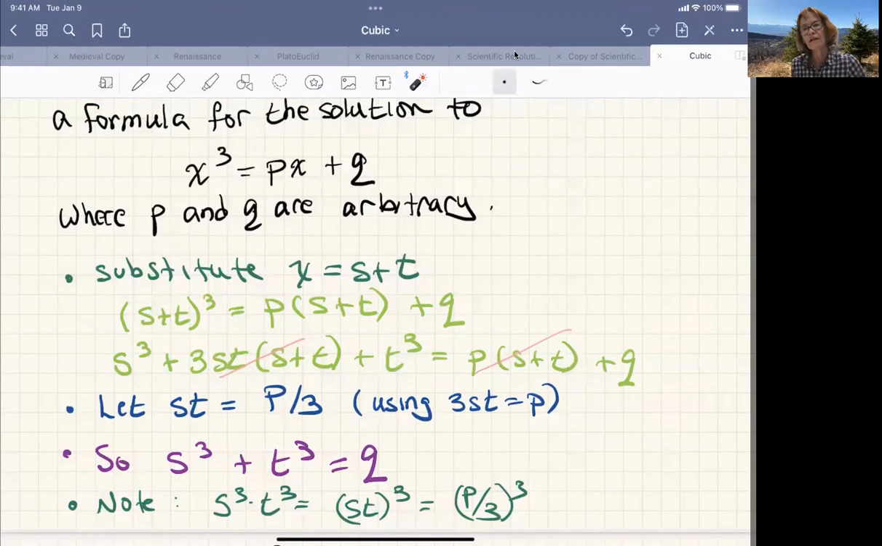And then once again, we need to figure out what s cubed times t cubed is. So s cubed times t cubed is s times t cubed. But what was s times t? Well, we said it was p over 3. So we get p over 3 cubed.